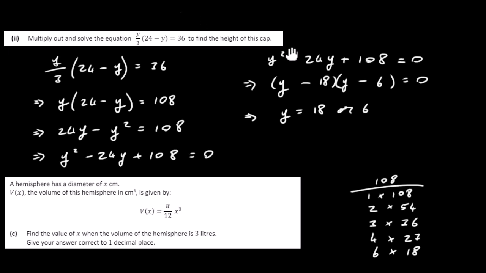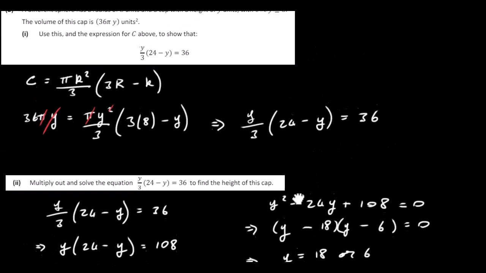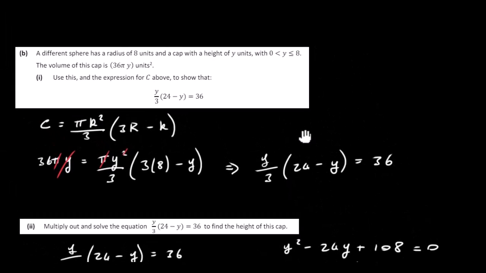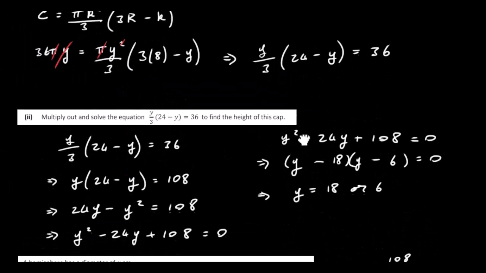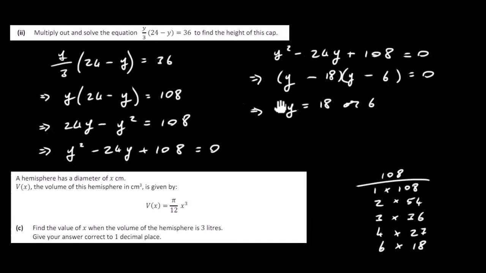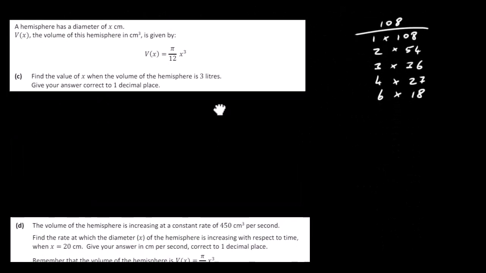Now let's just see, it says multiply out and solve to find the height, so just one height I would imagine. Let me just see. Yeah, y is between 0 and 8. Y has to be between 0 and 8. So the answer then is y is equal to 6. And we are talking about units. Okay, that's it. Let's have a look at the next one.